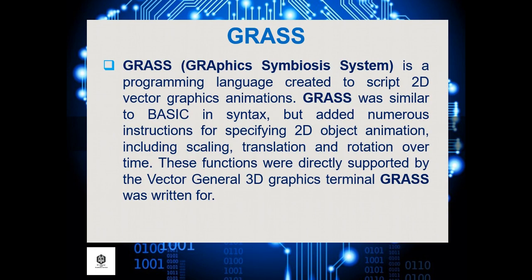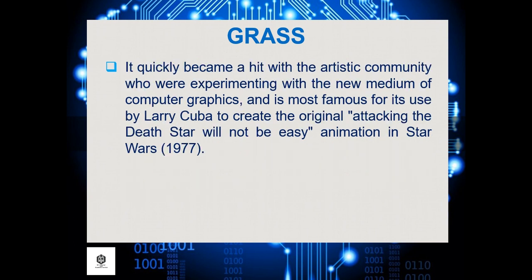GRASS. GRASS or Graphics Symbiosis System is a programming language created to script 2D vector graphics animations. GRASS was similar to BASIC in syntax but added numerous instructions for specifying 2D object animation, including scaling, translation, and rotation over time. These functions were directly supported by the Vector General 3D Graphics Terminal GRASS was written for.